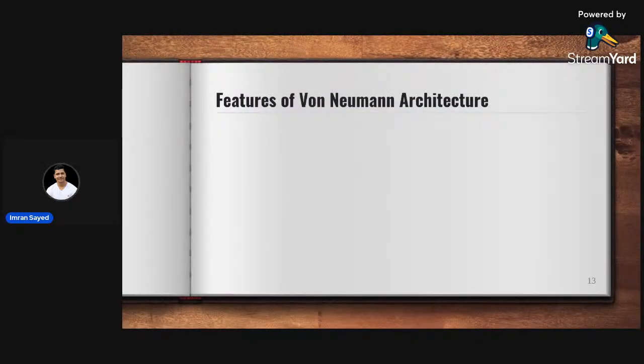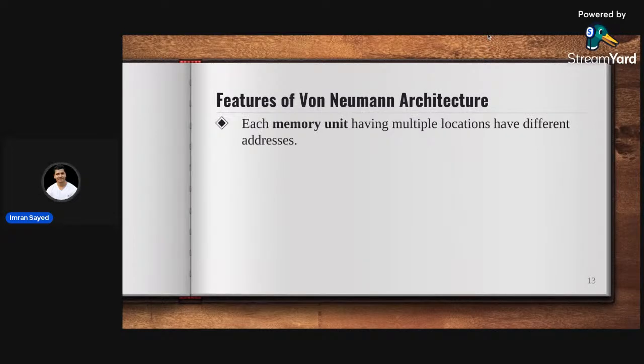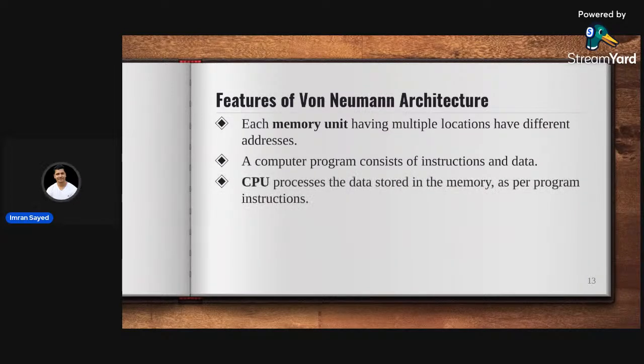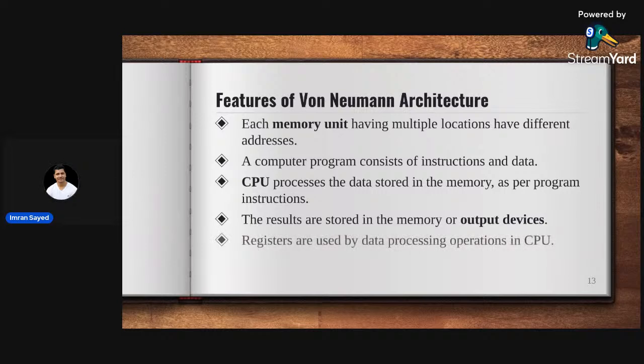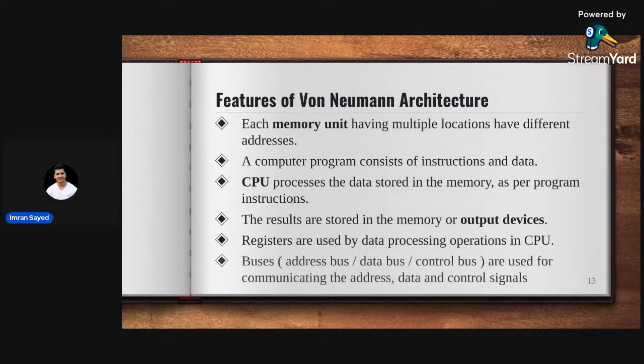There are certain features of von Neumann architecture. Each memory unit has multiple locations having different addresses. A computer program consists of instructions and data, and the CPU processes the data stored in the memory as per program instructions. The results are stored in the memory or output devices, and registers are used by the data processing operations in the CPU. There are buses also, like address bus, data bus, and control bus, which are used for communicating the address, data, and control signals.